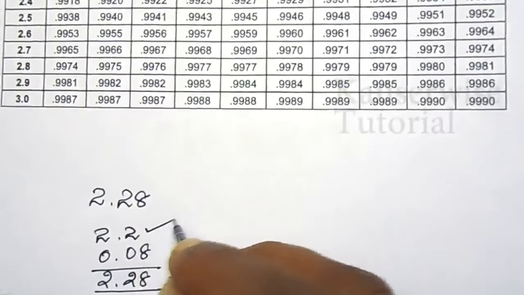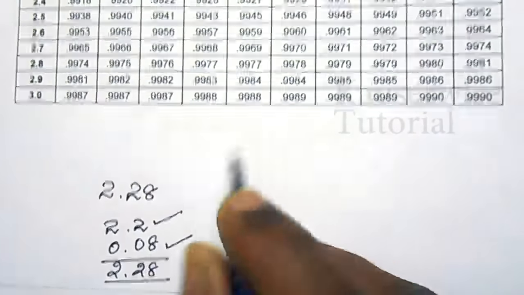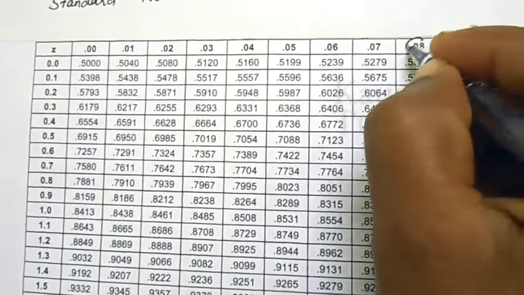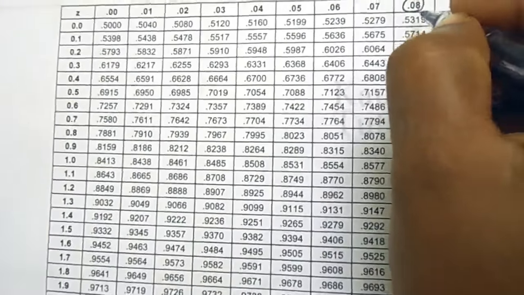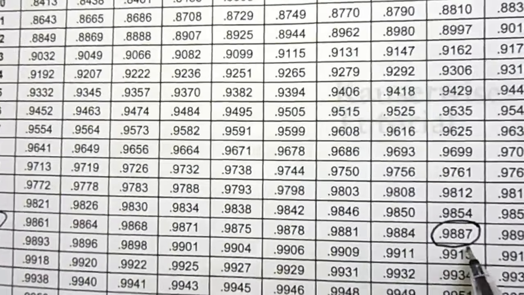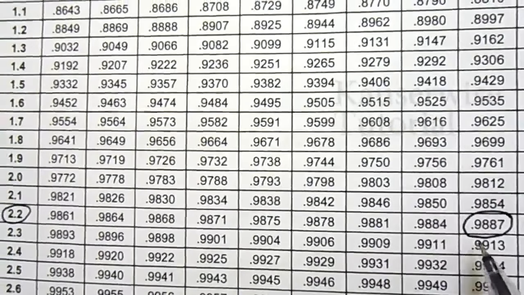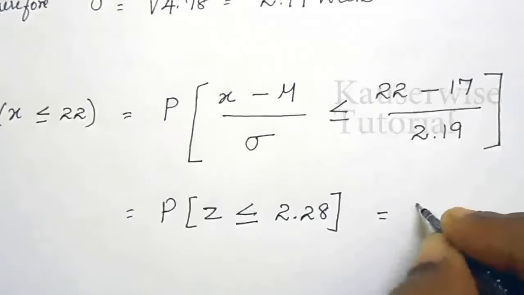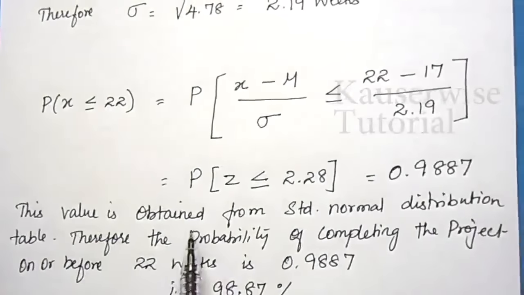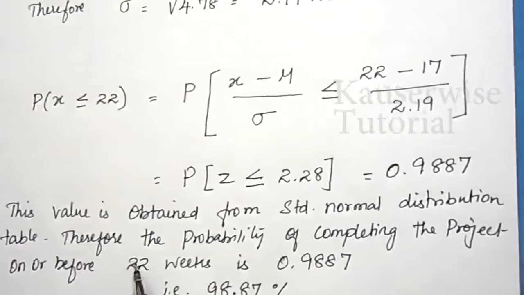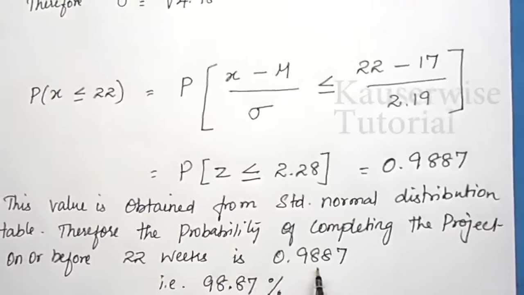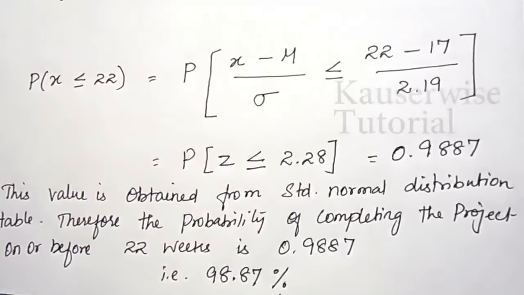By adding this value, you will be getting 2.28. So on the left hand side, you have to take 2.2. On the upper side, you have to take 0.08. So look at the upper side, Z value 0.08. Here you have to find the intersecting point. 2.2 and 0.08. So the intersecting point is 0.9887. So this is the way to find out the probability with the help of the standard normal distribution table. So the probability value is 0.9887. This value is obtained from the standard normal distribution table. Therefore, the probability of completing the project on or before 22 weeks is 0.9887, that is 98.87%.